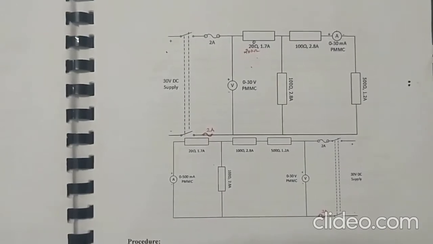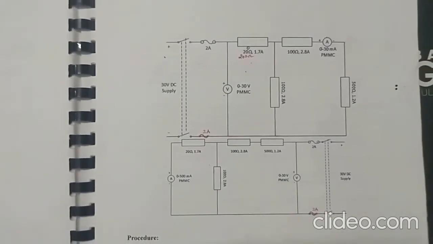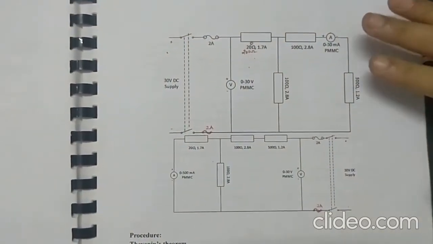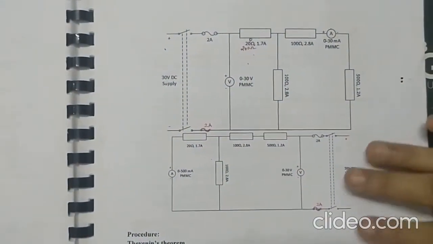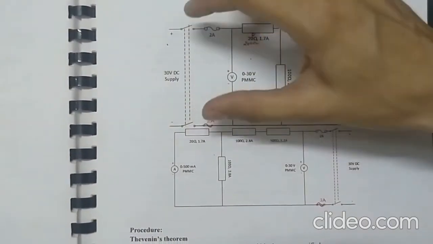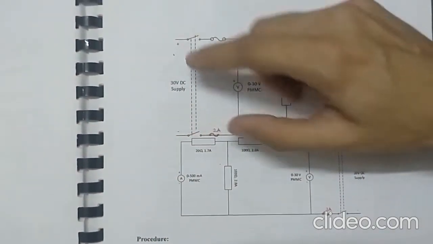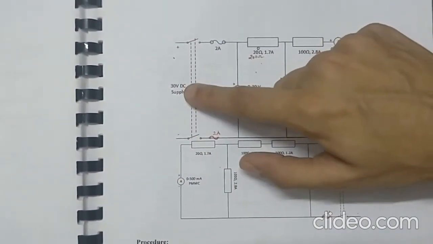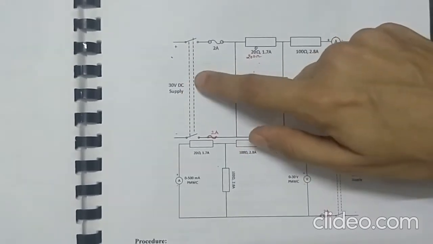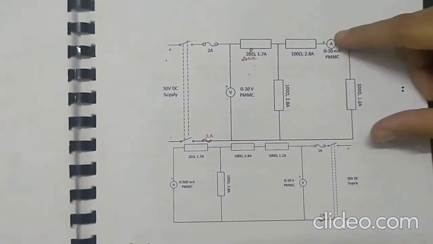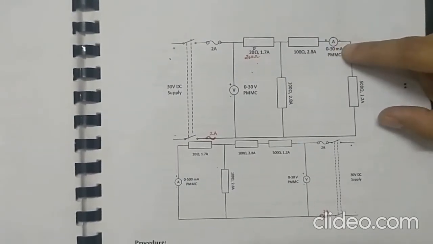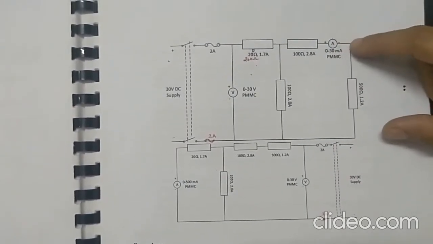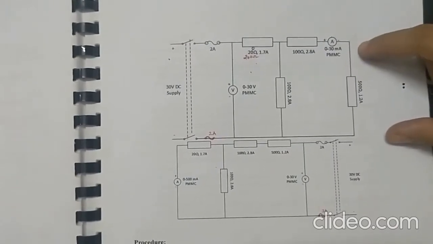So I will explain this reciprocity theorem using this circuit below. Let us assume that this is figure A and this is figure B. Here, in the input side of figure A, we are supplying a voltage source of 30 volt DC. In the output side, we are measuring the current with an ammeter. Let us assume that this current is I amperes.